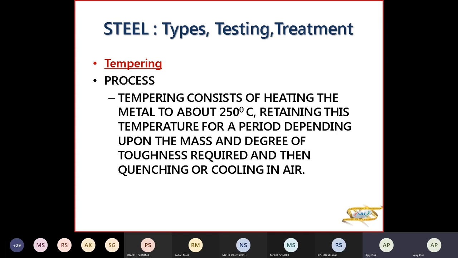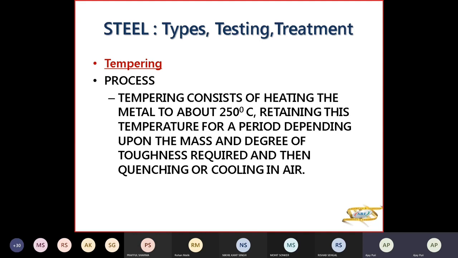This process is quite different than your other processes. In all your three processes, you are heating above your recrystallization temperature or eutectoid temperature or critical point. But here you are not reaching the critical point. You are quite below your critical temperature, and then you are either suddenly cooling or cooling in air.